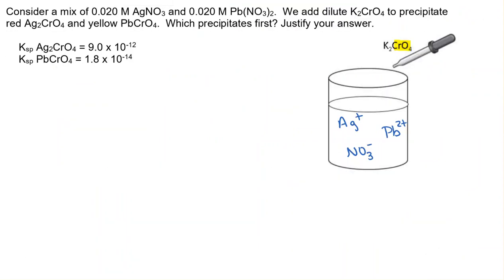We have a mix of 0.20 molar silver nitrate and 0.20 molar lead nitrate. Both of these are very soluble because of the nitrate ion. What we're going to start doing is dripping in potassium chromate. So we've got silver ions and lead ions and nitrate ions, and we're dripping in potassium chromate. The potassium chromate will form precipitate with both the silver and the lead. And what we need to figure out is which one is going to precipitate first.